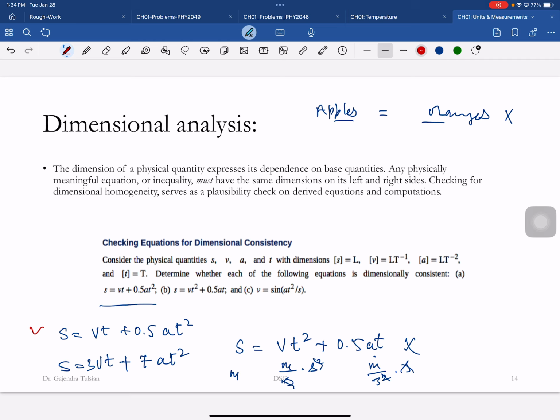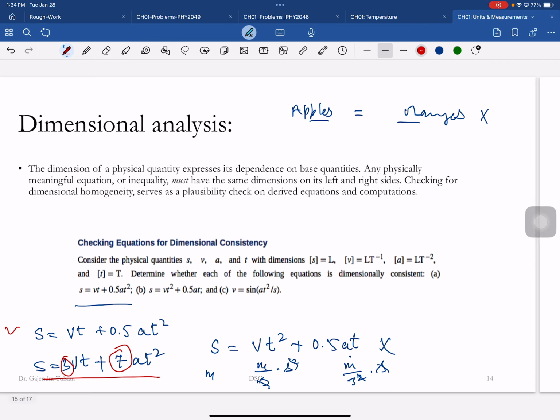So dimensional analysis can tell you the right equation up to constant factors. Okay? You have to figure out the constant factor correctly by taking an actual physics course. Okay?